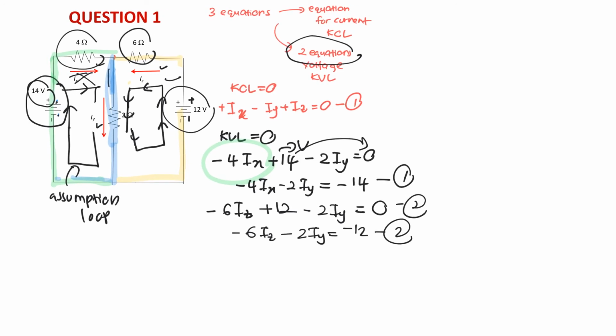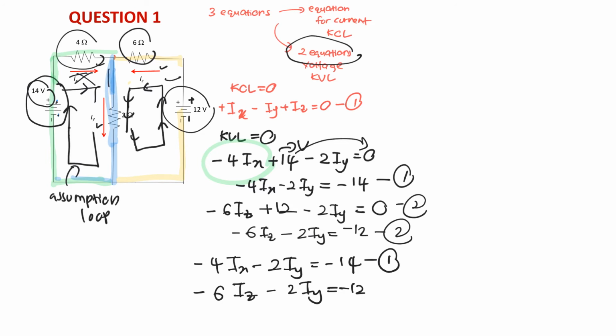Now we have the first equation: negative 4Ix minus 2Iy equals to negative 14. This is the first equation, and the second is negative Iz minus 2Iy equals to negative 12. So this is going to be your second equation.